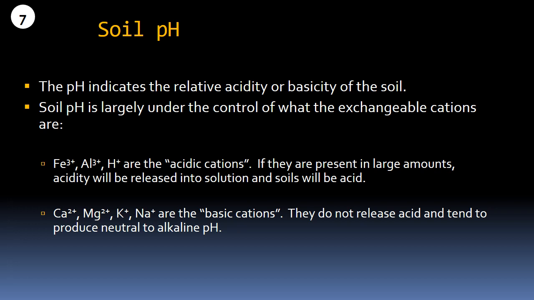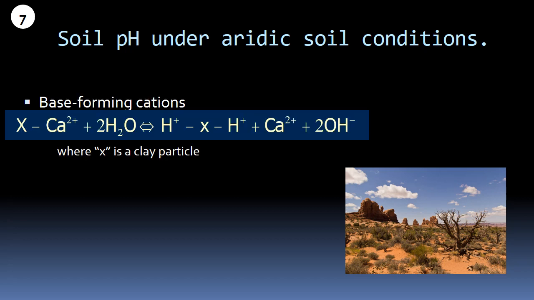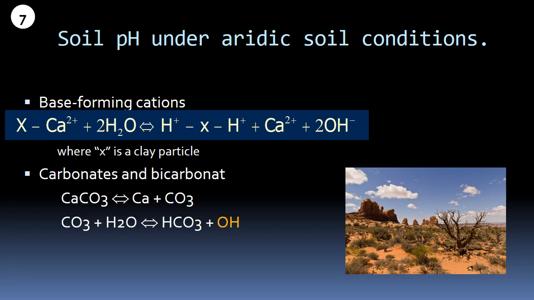The basic cations act in the opposite manner. When calcium, magnesium, potassium and sodium exist in the soil and they react with water, they tend basically to decrease the acidity, and therefore increase the basicity, and the pH will increase. So how this works and how it is related to the climate and the nature of the country or the nature of the soil, it basically follows the concept which I will explain now.